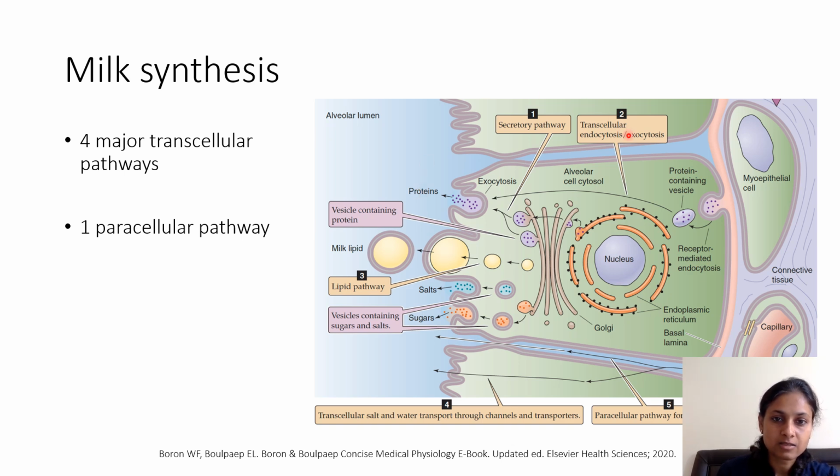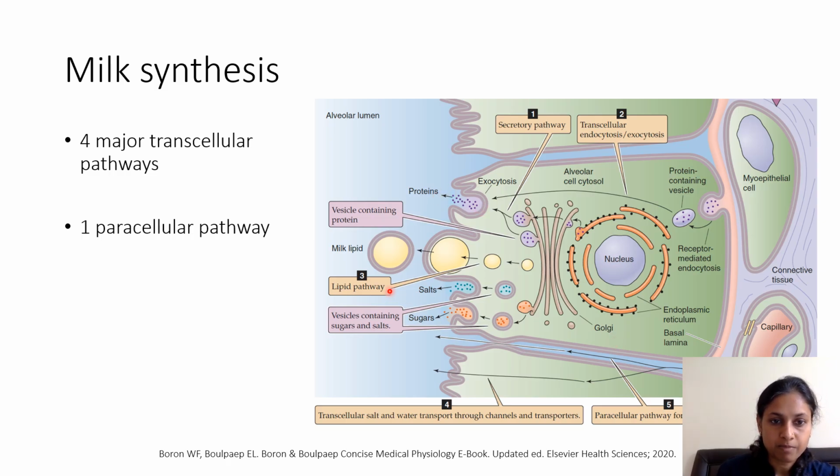Second is the transcellular pathway, wherein proteins such as immunoglobulins, which come from the mother, are transferred all the way to the apical membrane, where again they integrate and are released into the lumen. This process is called exocytosis. So that is pathway 2, the transcellular endocytosis with exocytosis.